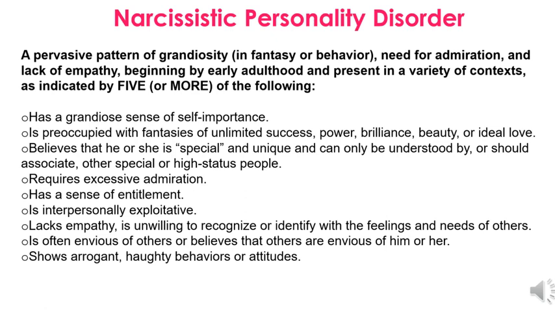According to DSM-5, a person with narcissistic personality disorder should have at least 5 or more of the following, beginning by early adulthood. 1. Has a grandiose sense of self-importance. 2. Is preoccupied with fantasies of unlimited success, power, brilliance, beauty, or ideal love. 3. Believes that he or she is special and unique and can only be understood by, or should associate with, other special or high-status people.